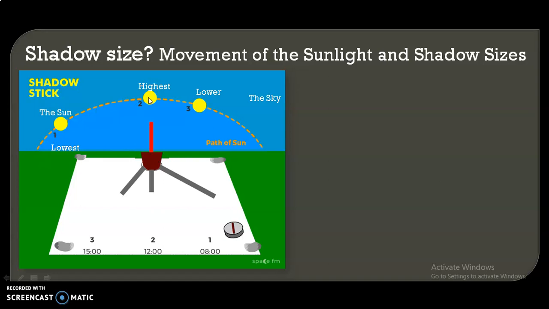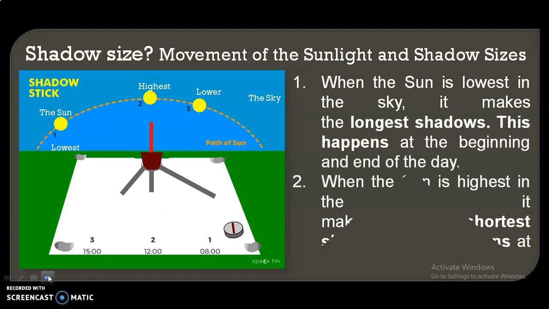As the sun is moving overhead, now look at number 2 here. As the sun is moving overhead, the shadow stick is forming a smaller shadow. And as the sun is moving towards the western sky, at a lower level, it has again a smaller shadow, but smaller in comparison to the morning, and longer in comparison to midday. So as the movement of the sunlight varies from east to west, from morning to evening, the length of the shadow of a shadow stick also changes.